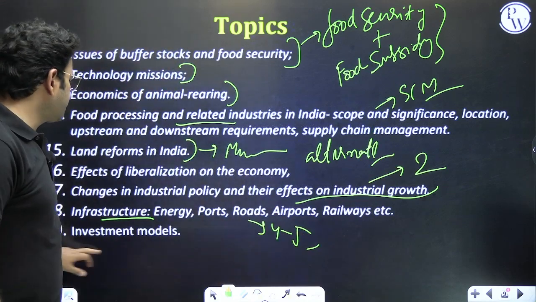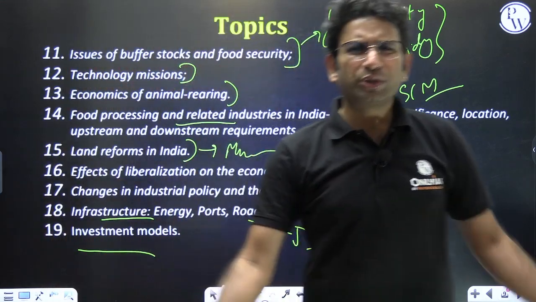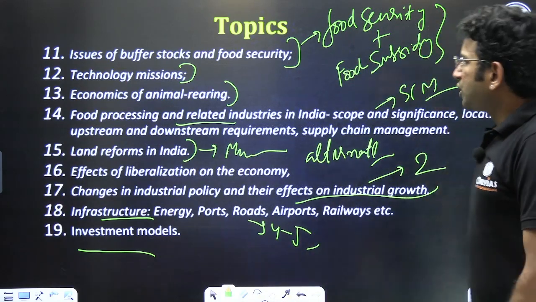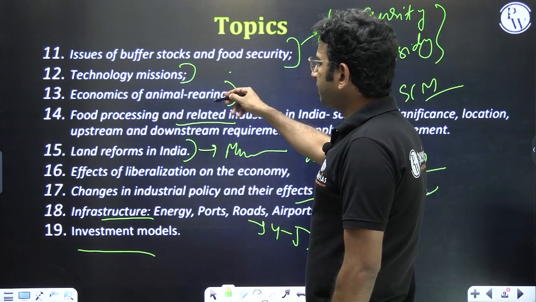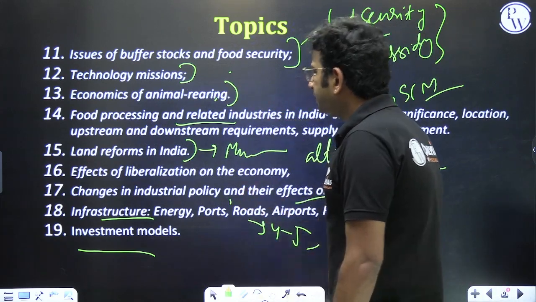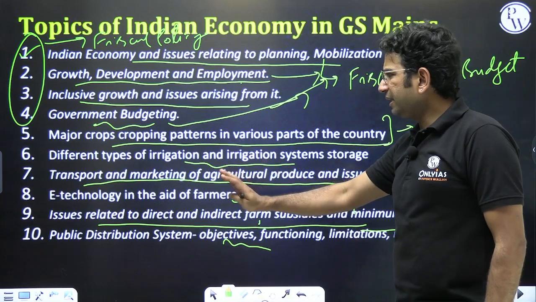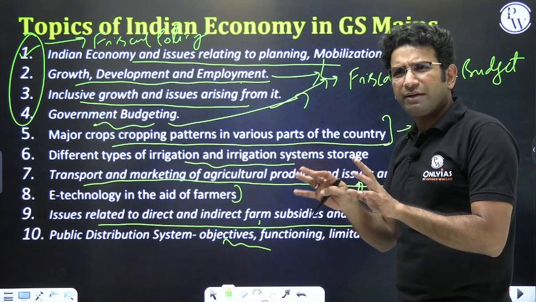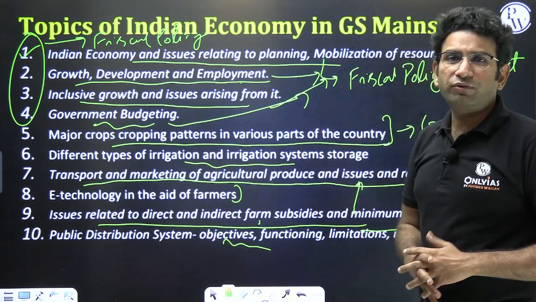And then after that, the investment model, the capitalist economy, and the mixed economy: questions on these are generally asked twice or thrice. So what are the least important topics? Technology mission, economics of animal rearing, industrial policies, and e-technology in the aid of farmers. These are the areas which are comparatively less important. Otherwise, all the remaining topics are very important from the examination point of view.